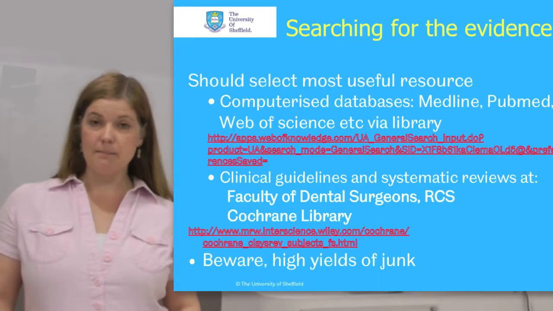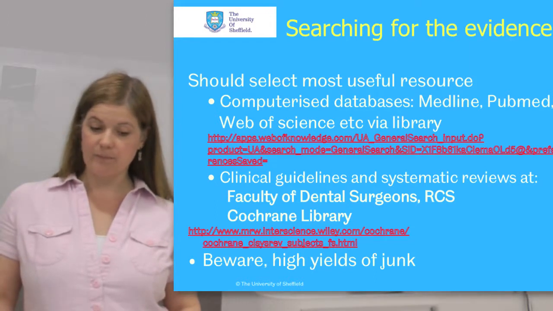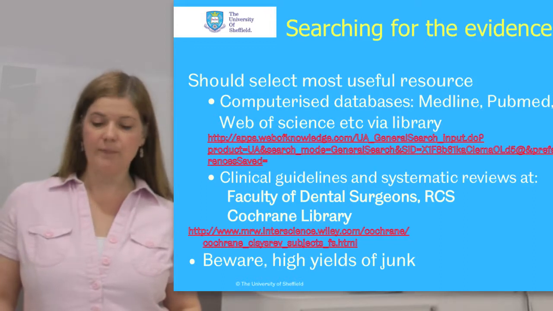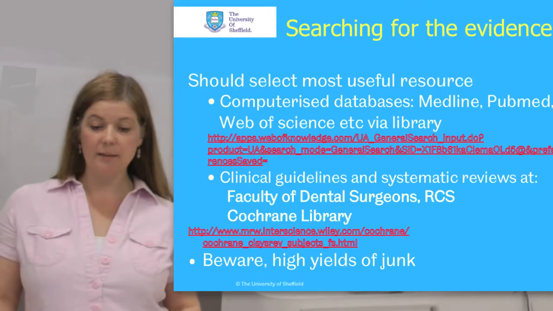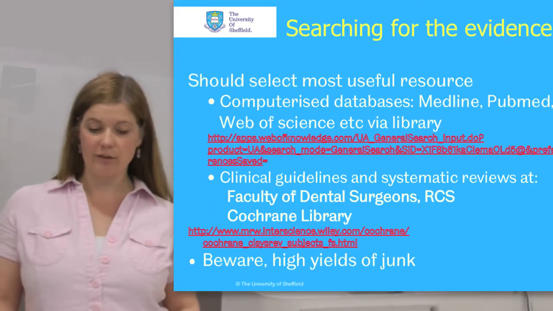There are many different ways, different resources to find evidence. And there's a number of computerized databases that you should think of first, because these have got the kind of best evidence, if you like. They have got peer-reviewed papers and articles which provide good evidence to answer these kinds of questions. There are many, many different computerized databases available via your library at the University of Sheffield.